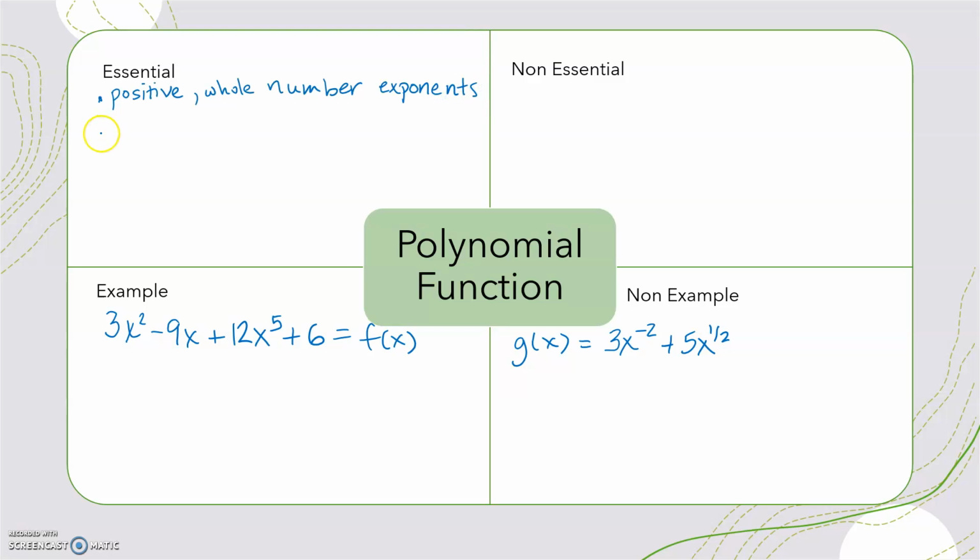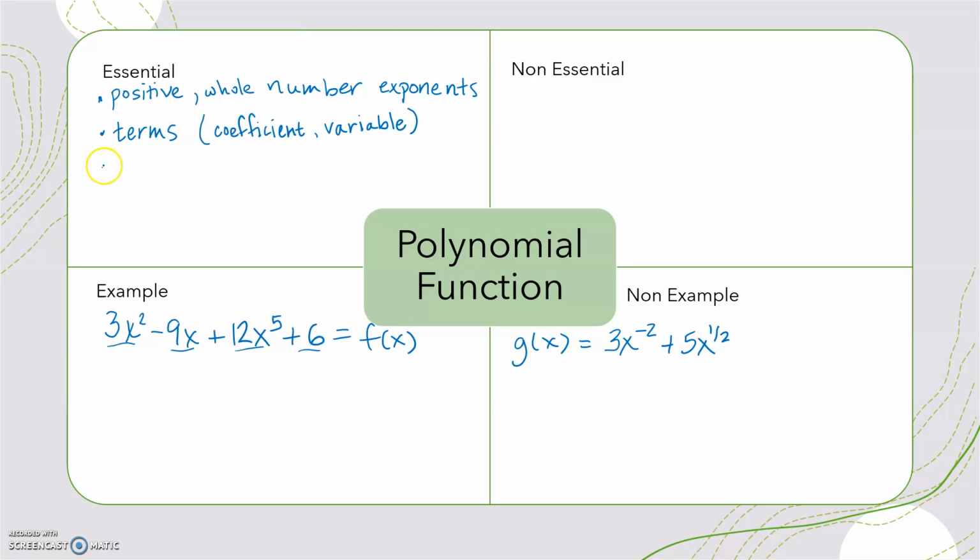Functions consist of terms, so it's essential that you have at least one term in your polynomial. A term is a part that's separated by a plus sign or a minus sign. So each of those are terms. Terms consist of a coefficient, which is the number part, and a variable part. The variable part would have an exponent on it that is a positive whole number. The variable part might be missing, like in this 6 here, and that just means that your variable has an exponent of 0, so you don't see the variable.